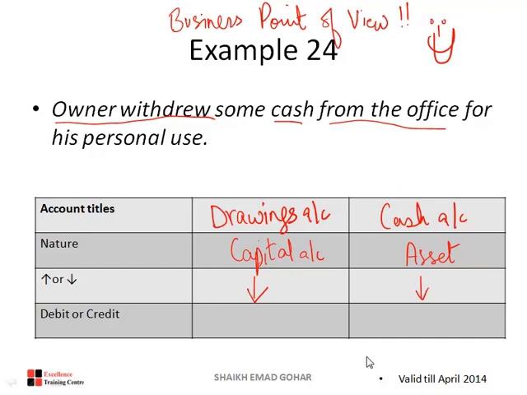So capital decrease is debit or credit? Capital increase is credit, capital decrease is debit. And if you are not sure, you can see the other side, because you know very well asset decrease is credit, so that other side should be debit now. But how to pronounce this? Drawings account debit, cash account credit. Fine.